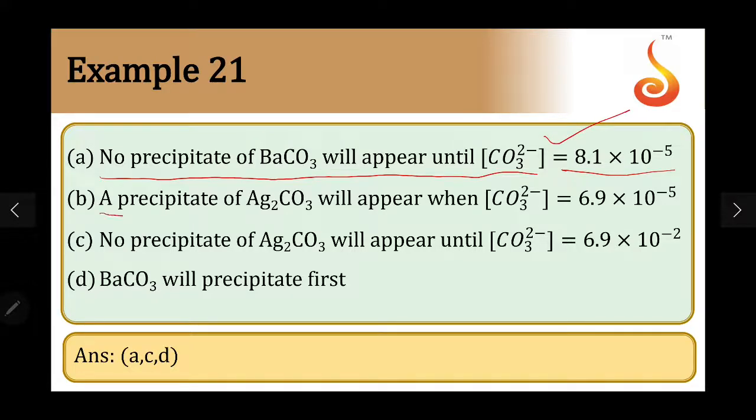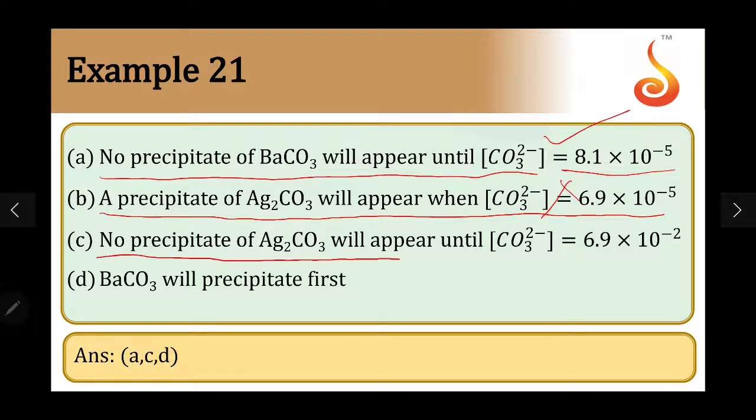A precipitate of Ag2CO3 will appear when CO3 is 6.9 × 10 power minus 5, which is wrong because the minimum required is 6.9 × 10 power minus 2. This is less than that, so you cannot get a precipitate. No precipitate of Ag2CO3 will appear until CO3 is 6.9 × 10 power minus 2, which is right, and barium carbonate will precipitate first. So answer should be A, C and D. B is the wrong statement.